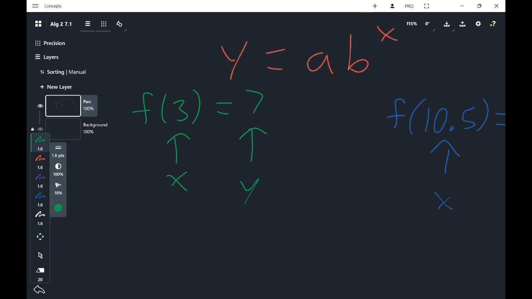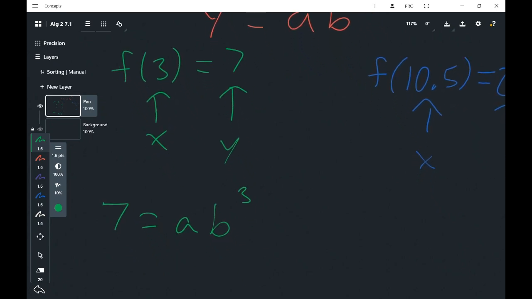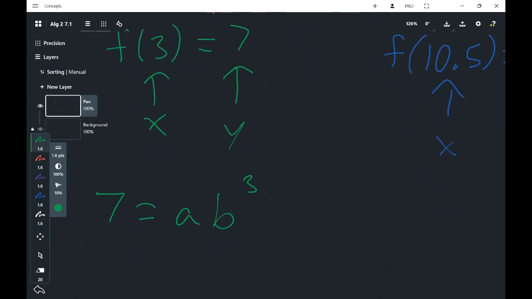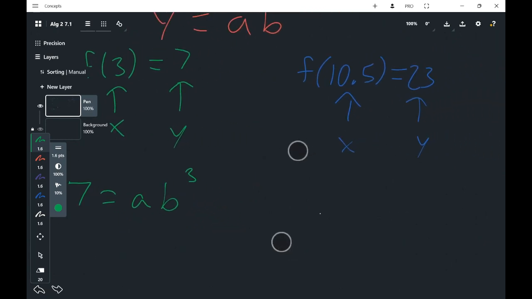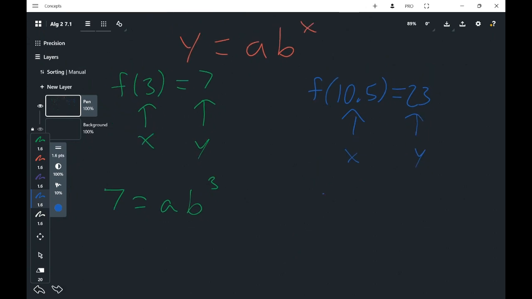Now, our y in this case is going to become 7. Our a is the same, b is the same, x is going to be 3. Now you'll notice here, we no longer have b to the power of 0, so we can't just cancel this out like we did earlier. So let's leave that alone. Let's find our other equation. In this case, our y is 23. Our a is the same, the b is the same, the x is 10.5.